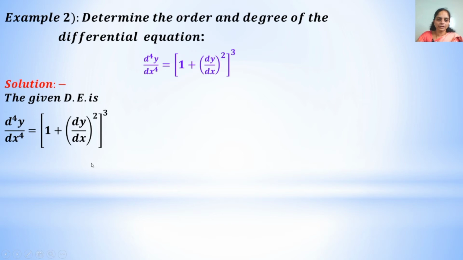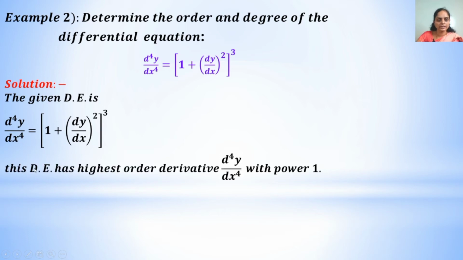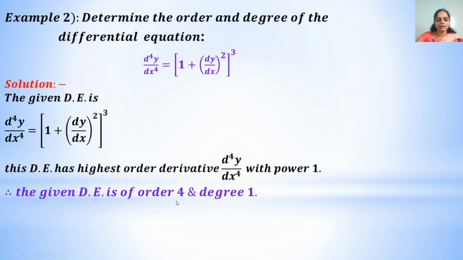In this differential equation, there are two derivative terms. First is d⁴y/dx⁴ and second is dy/dx. Between these two terms, the d⁴y/dx⁴ term is the highest order derivative. So, order of this differential equation is 4 and power of this highest order derivative d⁴y/dx⁴ is 1. So, degree of the differential equation is 1. Therefore, the order of this differential equation is 4 and degree is 1.